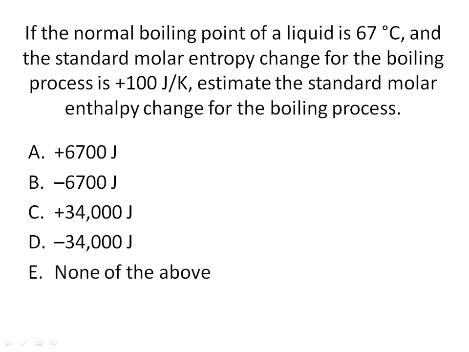Okay, let's give one a try. This is actually easier than it looks, so don't get intimidated by it. If the normal boiling point of a liquid is 67 degrees Celsius and the standard molar entropy change for that is positive 100 joules per Kelvin, estimate the standard molar enthalpy change for the boiling process. So take a moment, jot down your work on your paper, and consider this answer.